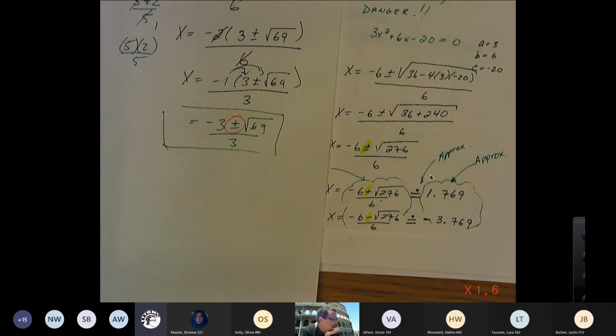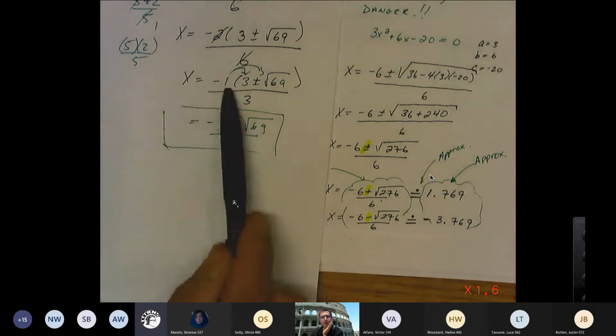Hallie, you had a question. No, I think you answered it. I'm just confused still why we're distributing, because I thought that's not factored, so you distribute it because it's not in factored form. What are we talking about? Why I distributed the -1?